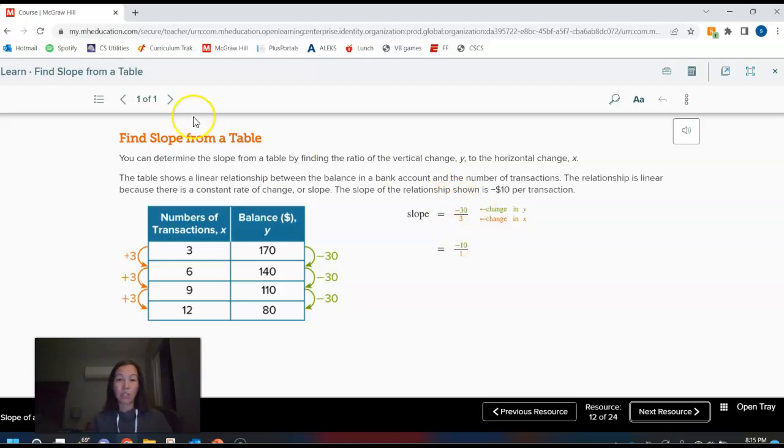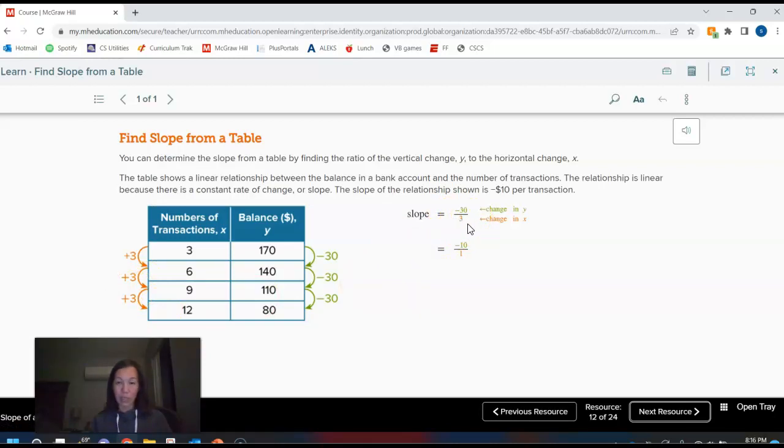So this table shows a relationship between the balance in a bank account and the number of transactions. Again, you can fill in some of these things on the bottom of page 194. If you look, after 3 transactions, there was $170. After 6 transactions, $140, and so on. Well, what's the difference in each transaction? The y is going down 30 each time, so our change in y is negative 30. And our x, our number of transactions, is going up by 3 each time, so our change in x is 3.